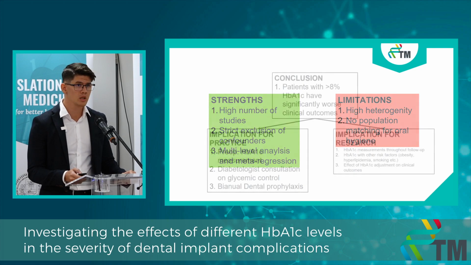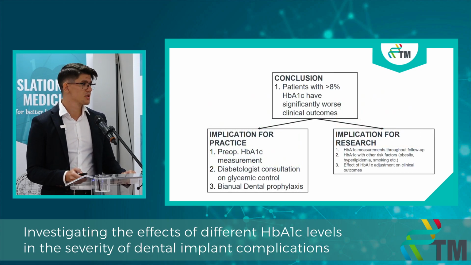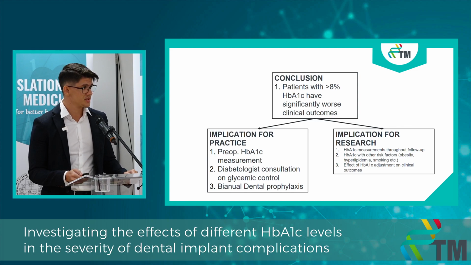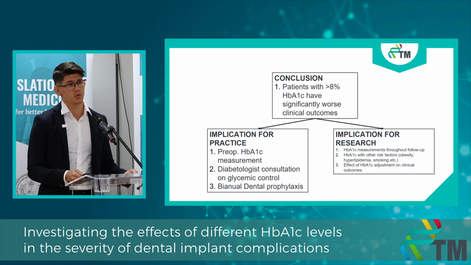Our conclusion is that patients with higher than 8% HbA1c level have significantly worse clinical outcomes. They face a higher risk to develop periimplantitis or periimplant mucositis. Therefore, our implication for practice is that if we plan dental implantation for a patient with diabetes mellitus, HbA1c measurements should be necessary. And if the patient has uncontrolled diabetes mellitus, then it is highly advised to have a consultation with his or her diabetologist. Also, for patients with diabetes mellitus, we suggest at least a biannual dental prophylaxis.